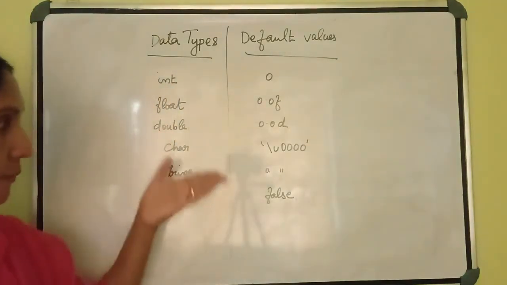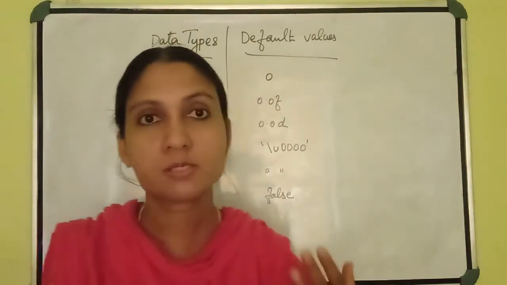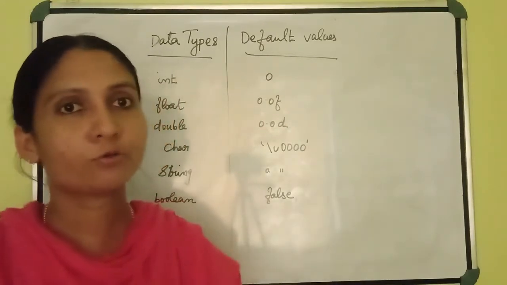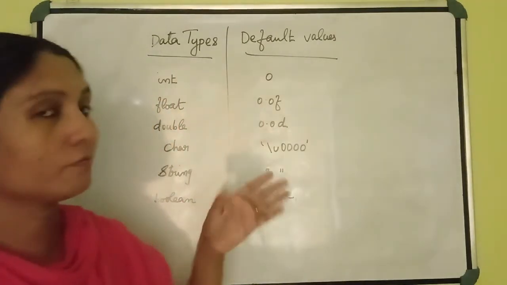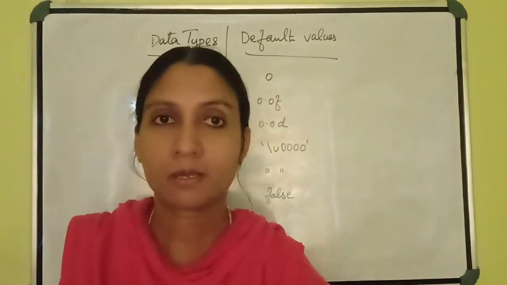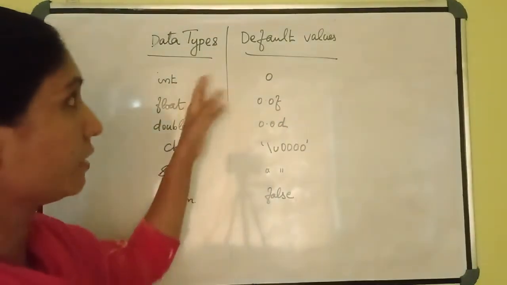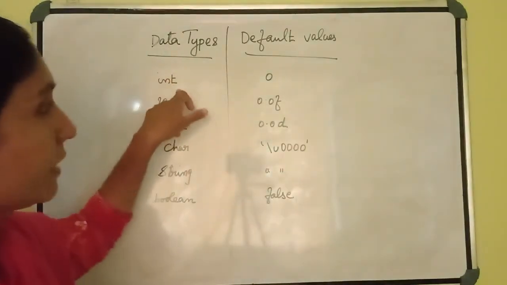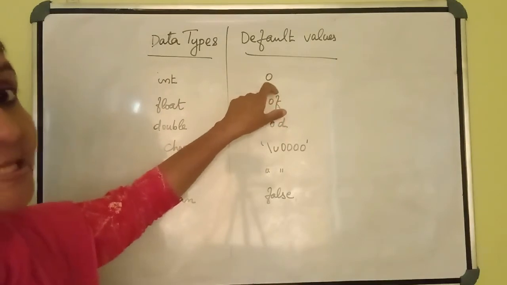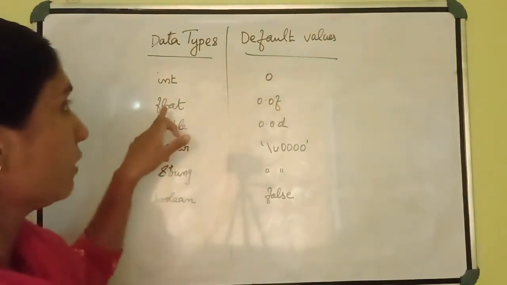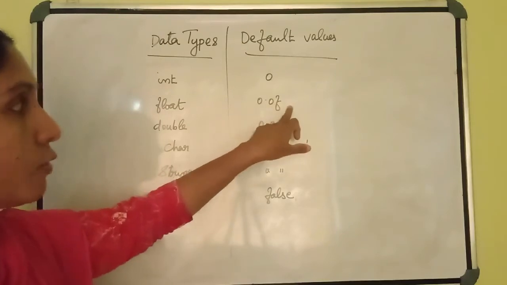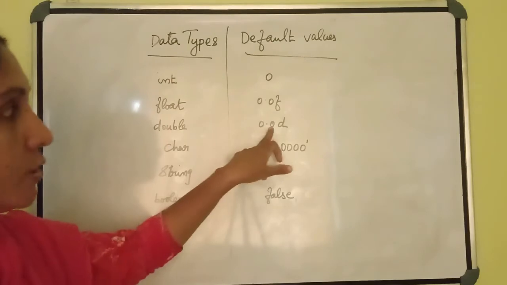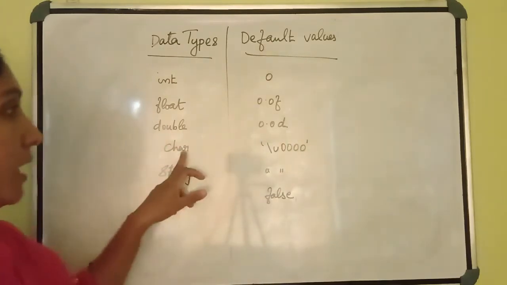Let's look at the default values of different data types. This table displays that. What is meant by default value? This is the initial value of a particular data type, the value that will be assigned if you are not giving any value to it. These are the different default values available in Java. For int data type, we use 0 as the default value. For float data type we use 0.0f, and for double data type we use 0.0d.